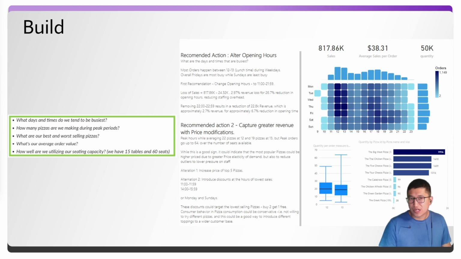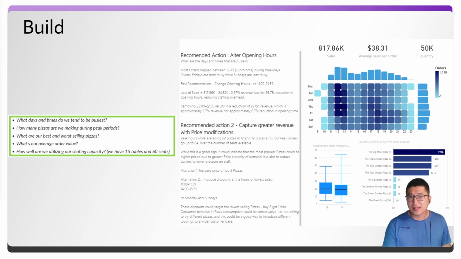First, I'm going to try to visualize the requirement. If we take a look at the first one, what days and times do we tend to be the busiest? This can be explained with the heat map, which has overlays showing the weekday and the hour. Just showing the visualization is fine, but you can go one step further and recommend not working during the early and late hours, as it's a very small part of total revenue.